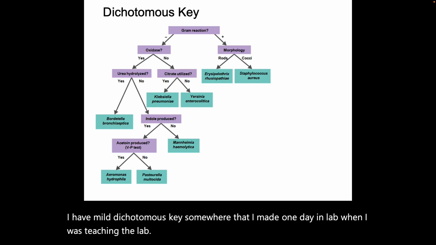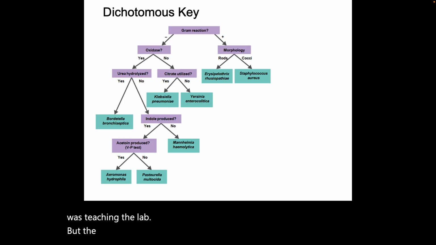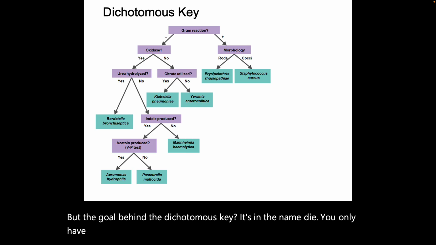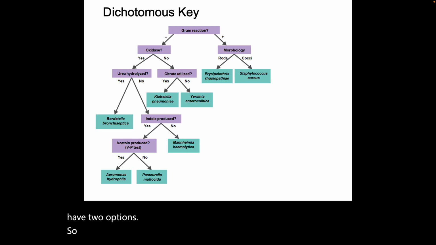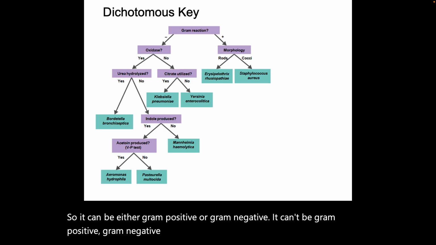But the goal behind a dichotomous key, it's in the name, di. You only have two options. So it can be either gram positive or gram negative. It can't be gram positive, gram negative, or not. That's why I start with acid fast, because that's not gram positive or negative.